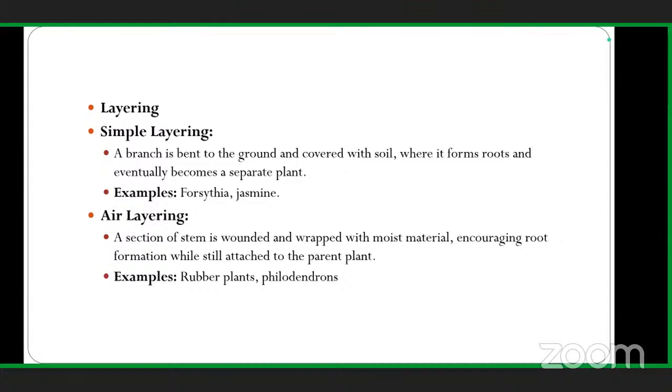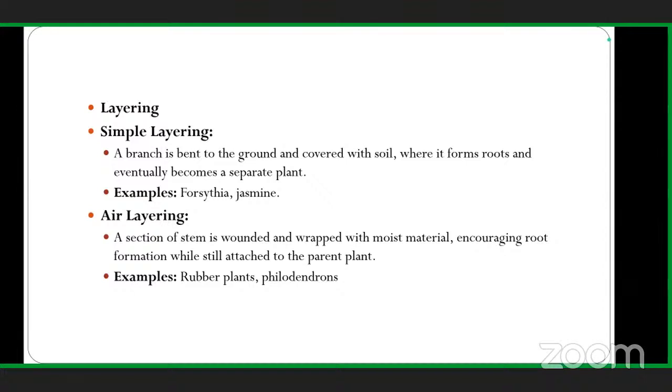Next is layering. What is layering? It is where a plant part is bent into the ground. An example is simple layering, where a branch is bent to the ground and covered with soil, where it forms roots and eventually becomes a separate plant. Suppose there is a mango tree, plant A. We will bend its branch to the ground and cover it with soil. After that, we will see that a new plant will grow. Examples are jasmine and forsythia.